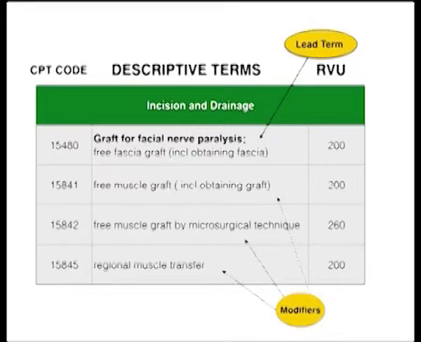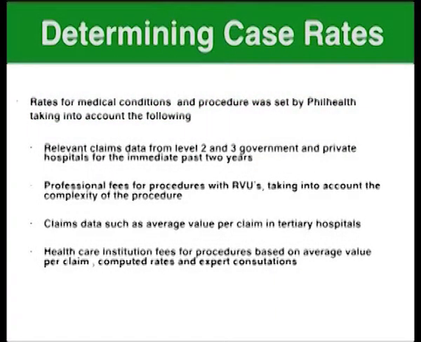Rates for medical conditions and procedure was set by Philhealth taking into account the following. Number 1, relative claims data from level 2 and 3 government and private hospitals for the immediate past 2 years. Number 2, professional fees for procedures with RVUs taking into account the complexity of the procedure.